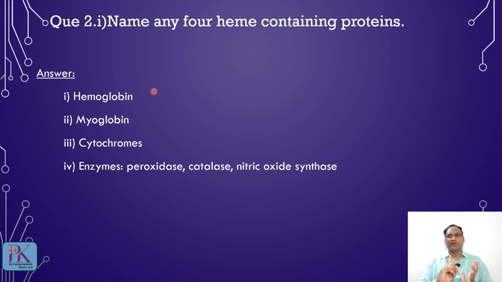So hemoglobin, very easy. Hemoglobin, myoglobin, different cytochromes, and the enzymes peroxidase, catalase, and nitric oxide synthase. So these are the heme-containing proteins. Very straightforward. Just write four names and move forward. You get 2 out of 2 marks, and save your time for SAQ and LEQ. Let's see the next question, that is 2J.